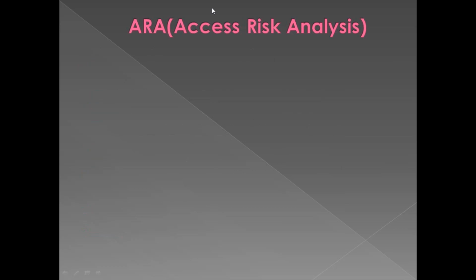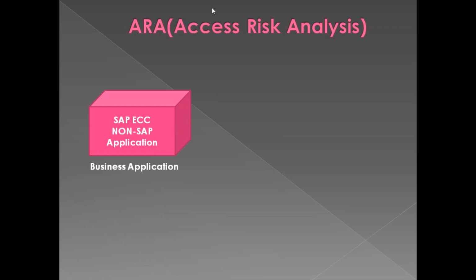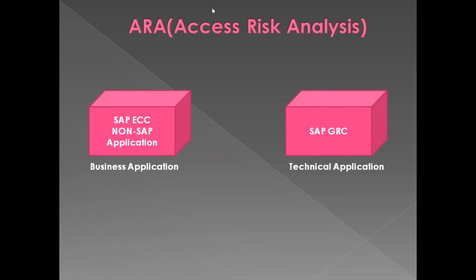Access risk analysis. In this, we have two systems. What are the two systems? One is a business system, and one is a technical system. What is a business system? The business system is the SAP ECC application, or a non-SAP application system, so it is called a business application or business system. The other system is the SAP GRC system, which is a technical system or technical application.